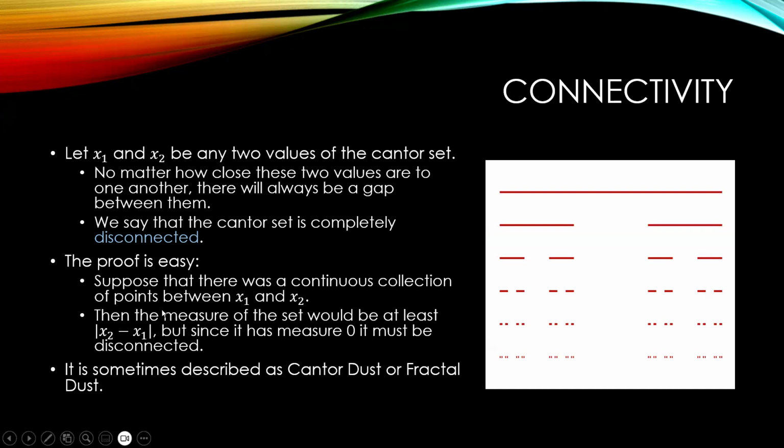If you'd like, here's the proof. Suppose that there was a continuous collection of points between x1 and x2, then the measure of the set would be at least x2 minus x1. But since it has measure zero, it must be disconnected. It is sometimes described as Cantor dust or fractal dust. And so whenever we're talking about fractal dust, we mean it's like the Cantor set.